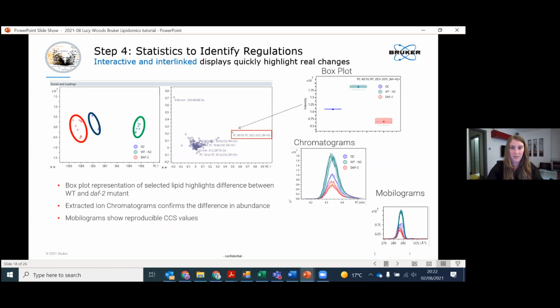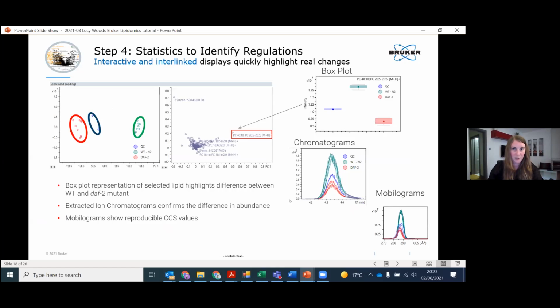Included in the software is a statistical package. So for the C. elegans example, we can see that when we look at the scores and loadings plot, then we separate out these 3 different groups. So the blue is the QC, the green is the wild type, and the red is the DAF2 mutant. And we can see that we're able to separate those out. And then we're able to look at different lipids that could be significant that are differing between the 2 groups.